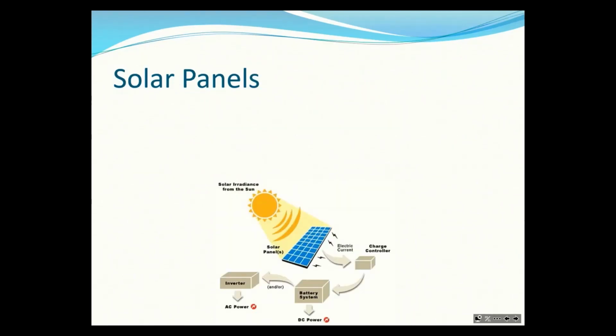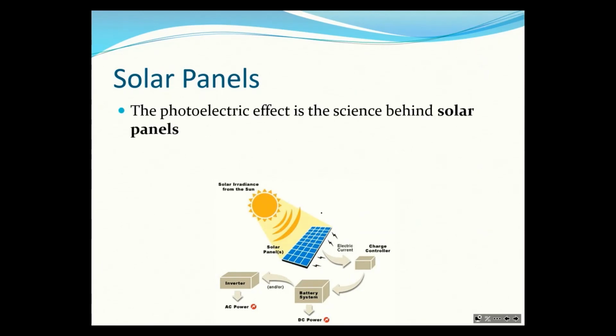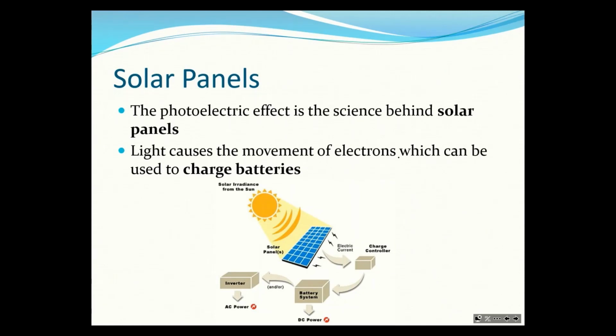Okay, so the science behind this is how solar panels work. So the photoelectric effect is the science behind solar panels. Light causes movement of electrons, which can be used to charge batteries, right? So your sun shines on your solar panel, which is a photoelectric surface. It releases electrons, and those electrons would charge your battery. And this is how you could set up.